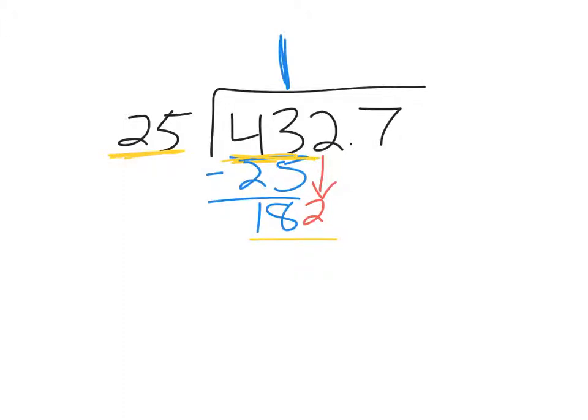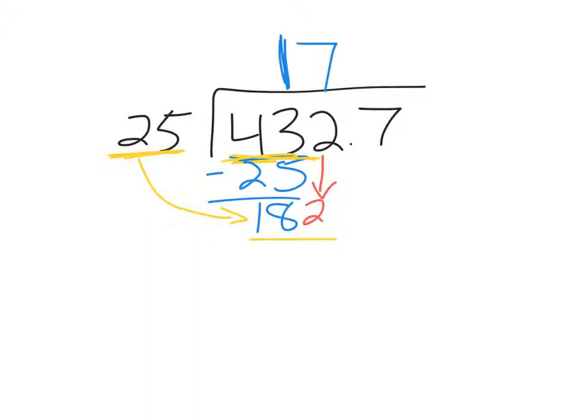Now I want to know how many times 25 will go into this number. So 25, if it helps, again, use your calculator. If you take 182 divided by 25, that gives you 7.28. That means it goes in 7 whole times.